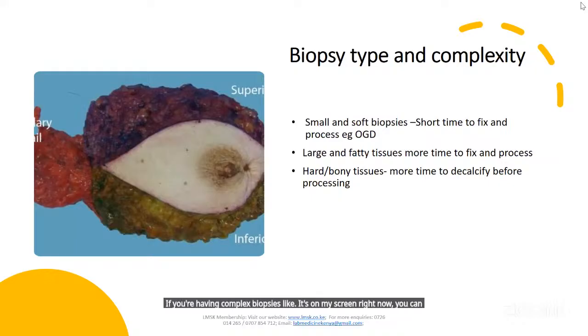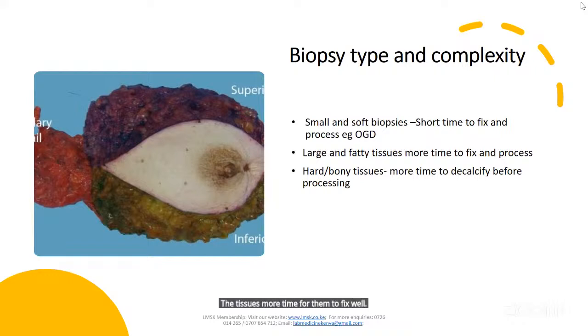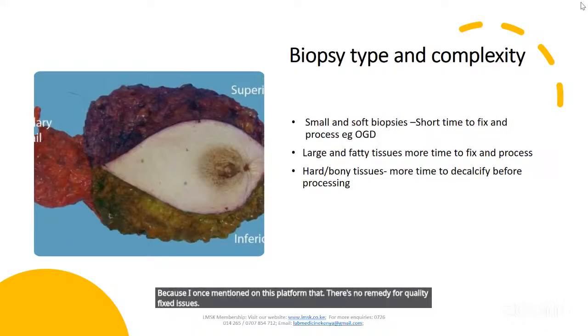If you're having complex biopsies like on my screen right now, you can see that is a breast biopsy. That is a mastectomy. This one will not fix in less than 6 hours, because the moment it's delivered in the lab, even if you try to gross it, it's still raw. You'll need to give it more time. Even after grossing, you need to give the tissues in cassettes more time to fix well. Because I once mentioned on this platform that there's no remedy for poorly fixed tissues. Everything will just be a mess.